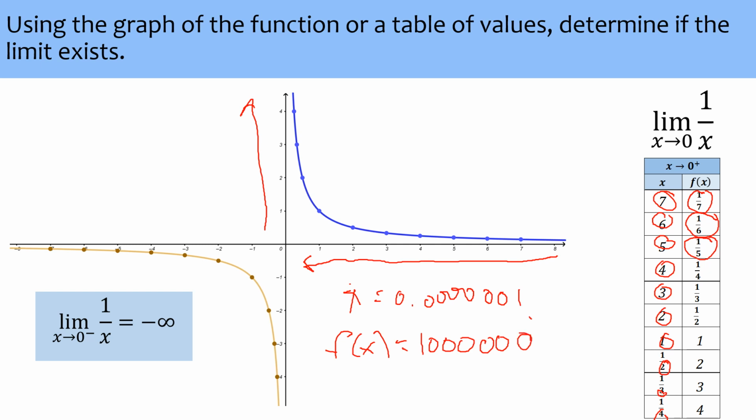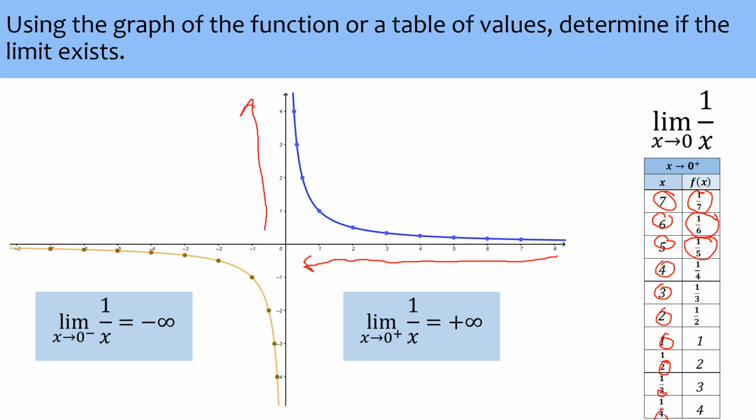Yes, so basically what happens is that as the value of x goes closer and closer to 0 from the right, what happens to the function? The function grows infinitely, or it increases infinitely. So we say that the limit of 1 over x as x approaches 0 from the right is positive infinity.